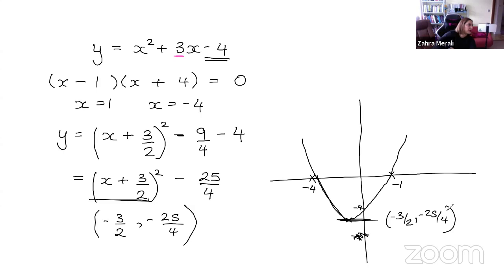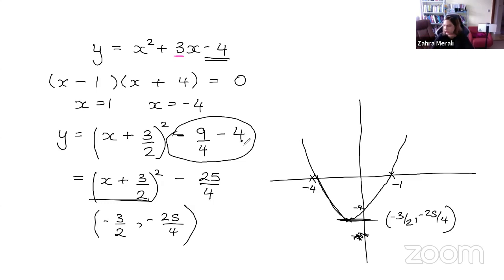Where did I get minus 25 over 4 from? Okay, so minus 9 over 4 minus 4. 4 is the same as 16 over 4, so minus 9 minus 16 is going to give you minus 25.